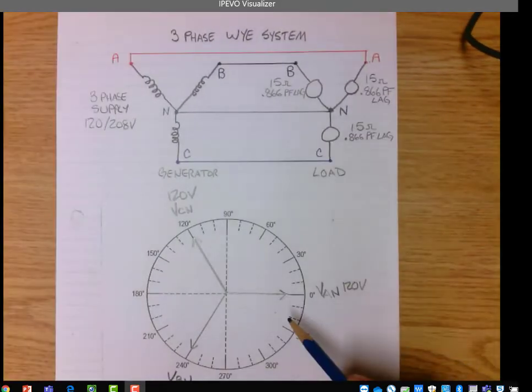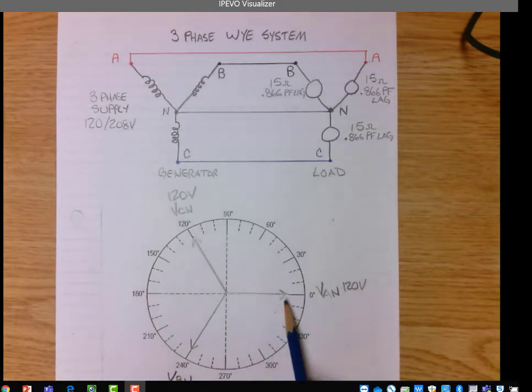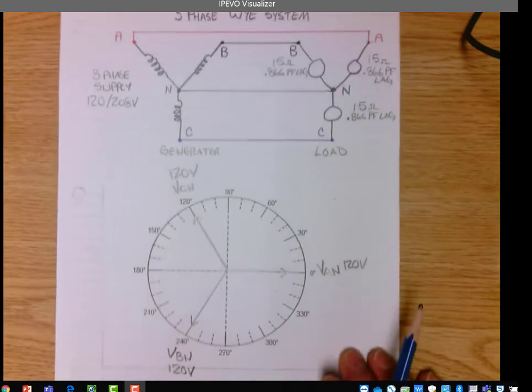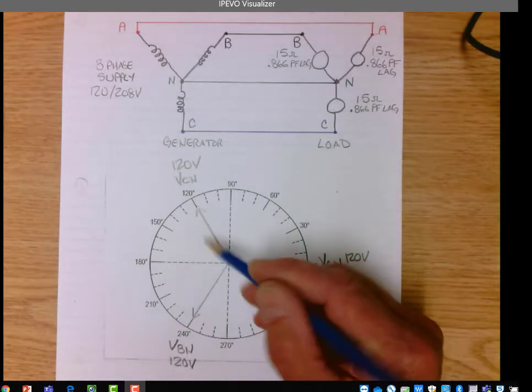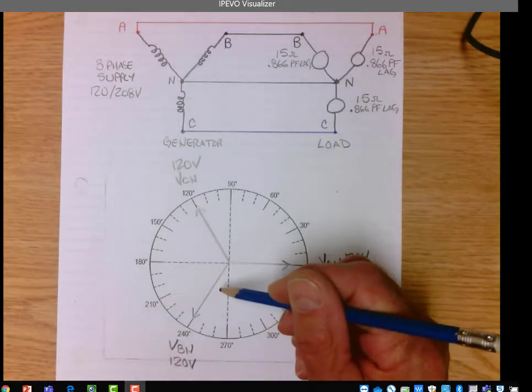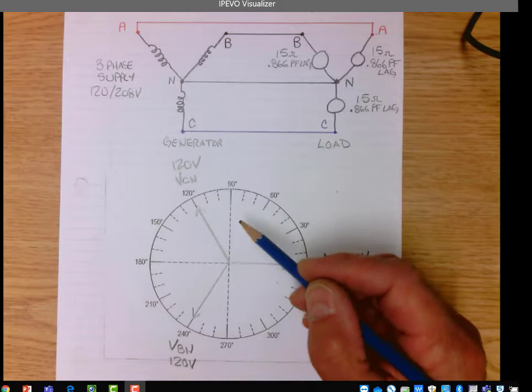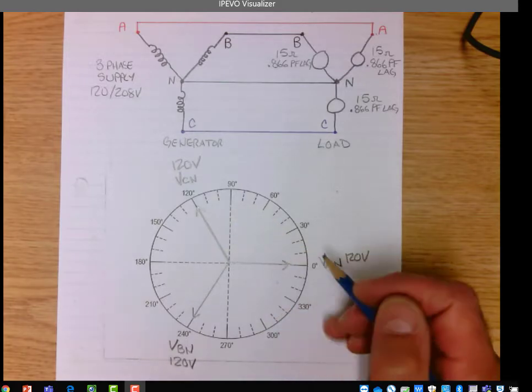I'll start with the voltages, and again, the phase voltages are always in the same place. Phase voltage VA to N is at 0 degrees on my phasor diagram. Phase voltage B to N lags A to N by 120 degrees. So phase voltage B to N is at 240 degrees. And phase voltage C to N lags B to N by 120 degrees. Phase voltage C to N is at 120 degrees.